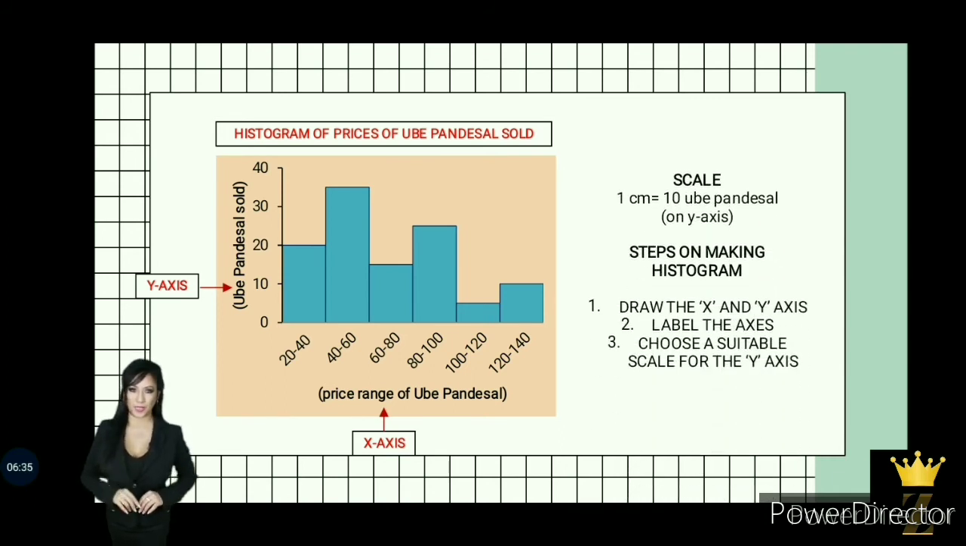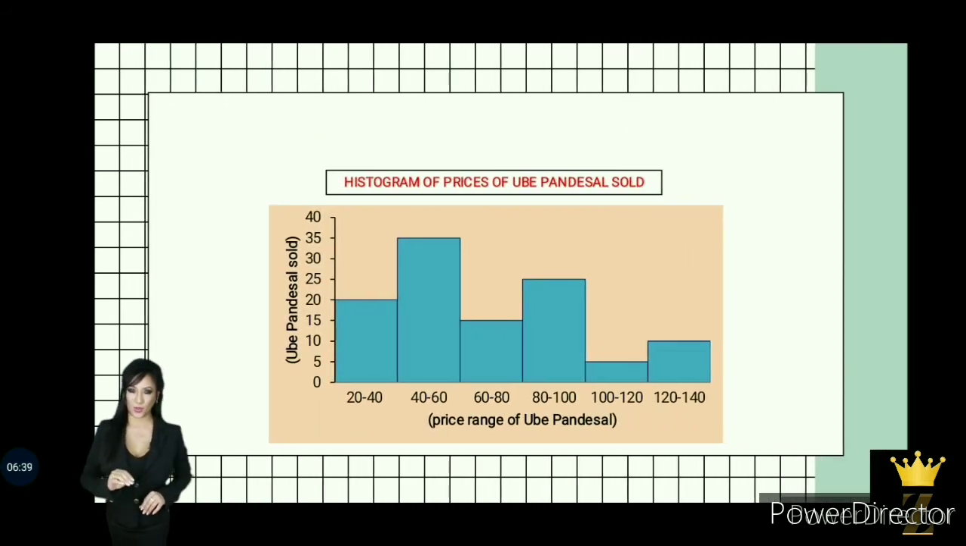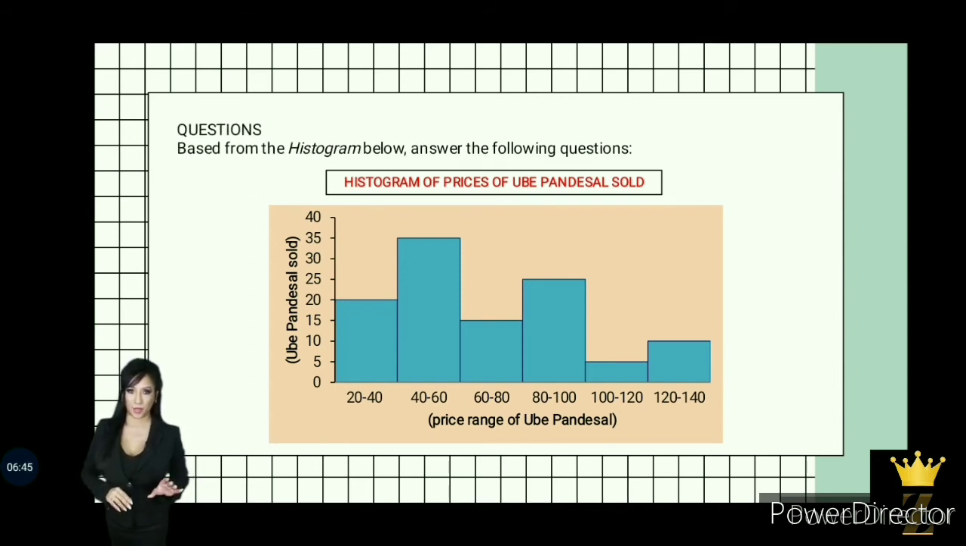Now we have to choose a suitable scale for the y-axis. The number of ube pandesals sold ranges between 5 and 35. We use a scale of 1 cm equals 10 ube pandesals on the y-axis. We start writing the values on the y-axis: 5, 10, 15, and so on. And on the x-axis, we start writing the price ranges of ube pandesals. The first range is 20 to 40, 40 to 60, and so on up to 120 to 140.